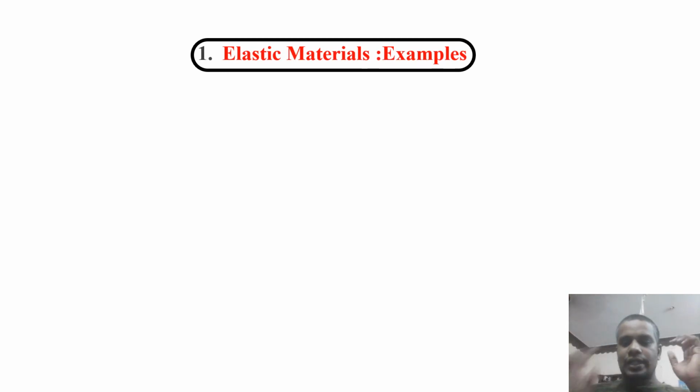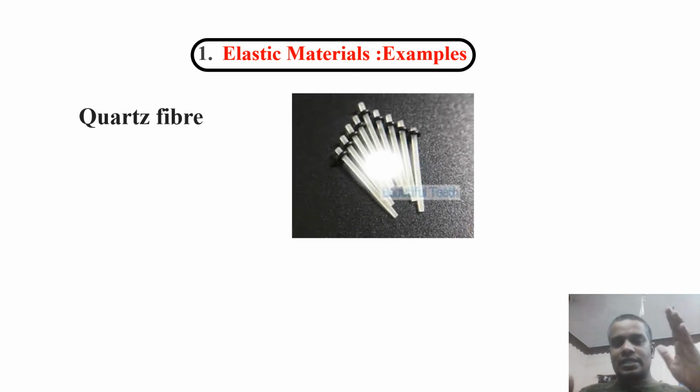An example of an elastic material is the quartz fiber. Look at this diagram, taken from Wikipedia, Google. It's a good example for the fiber. Look at that fiber. Here, the white portion, the white tube-like structure, is the quartz fiber. It is almost 99% an elastic material.